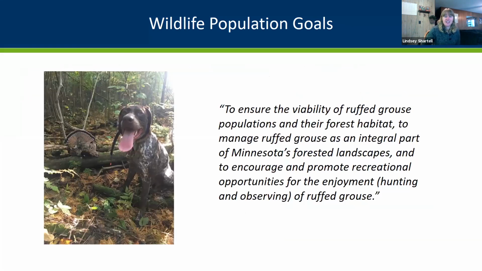Another example of wildlife population goals is from the ruffed grouse management plan, and that's to ensure the viability of the ruffed grouse population and their forest habitat, to manage for ruffed grouse as an integral part of Minnesota's forested landscapes, and to encourage and promote recreational opportunities for the enjoyment, hunting, and observing of ruffed grouse. And actually, this was just an excuse to put a picture of my dog in the presentation.